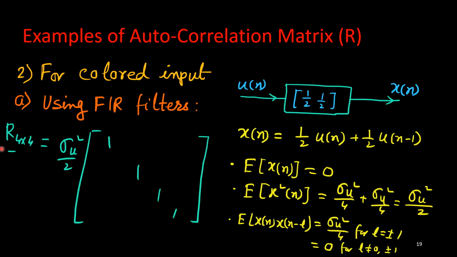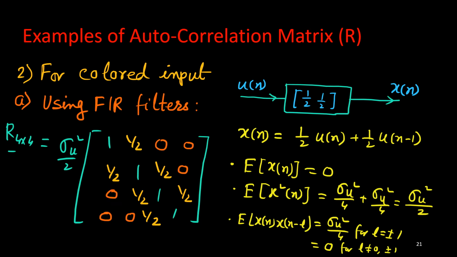So for this 4 by 4, easily we can see that the constant term here will be sigma u square by 2, and here all diagonal entries will be 1. The next ones will all be half, because this is the correlation with the adjacent samples. This is half, half, this is all half, and the rest are all zeros. This is your 4 by 4 autocorrelation matrix.